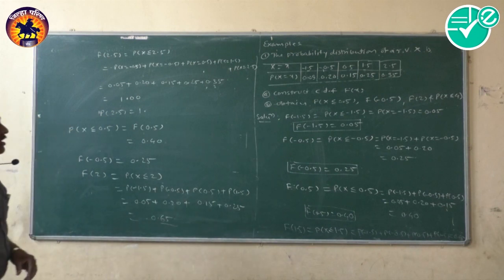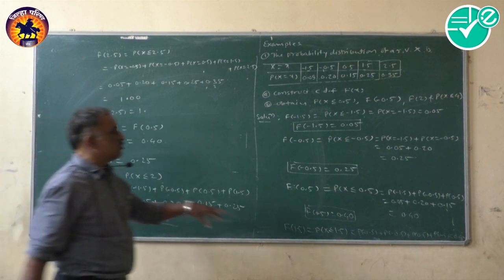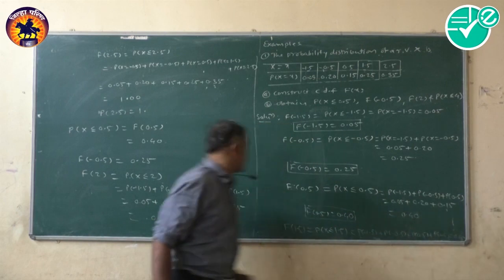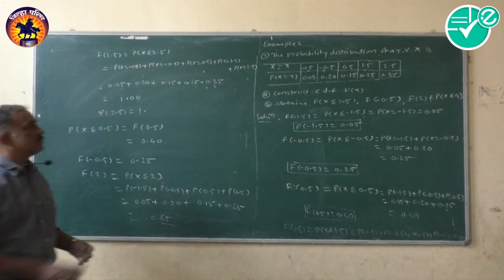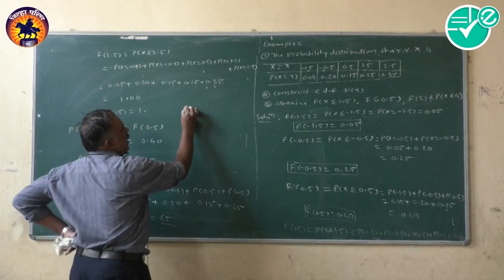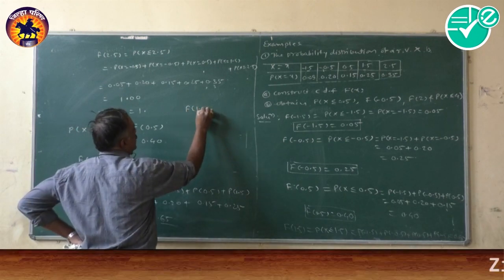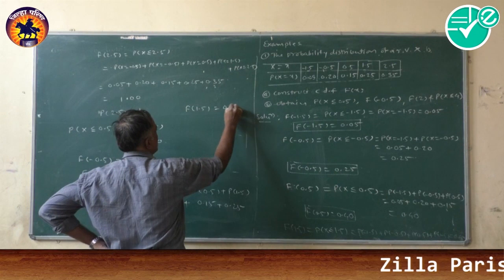अरे पण तुम्ही चेक करता का f of 1.5 सुद्धा किती आला होता? 0.65 आला होता. f of 2 पण किती यायला लागलाय? 0.65 यायला लागलाय. See here, capital F of 1.5 is equal to 0.65.